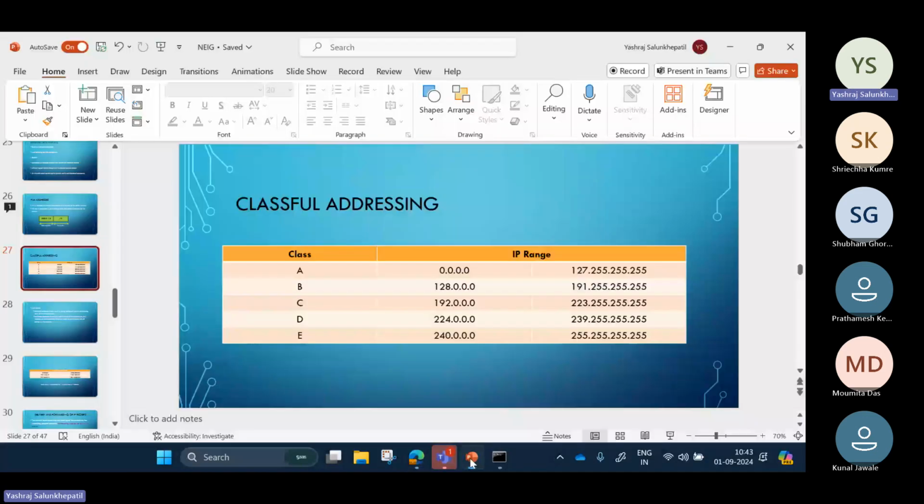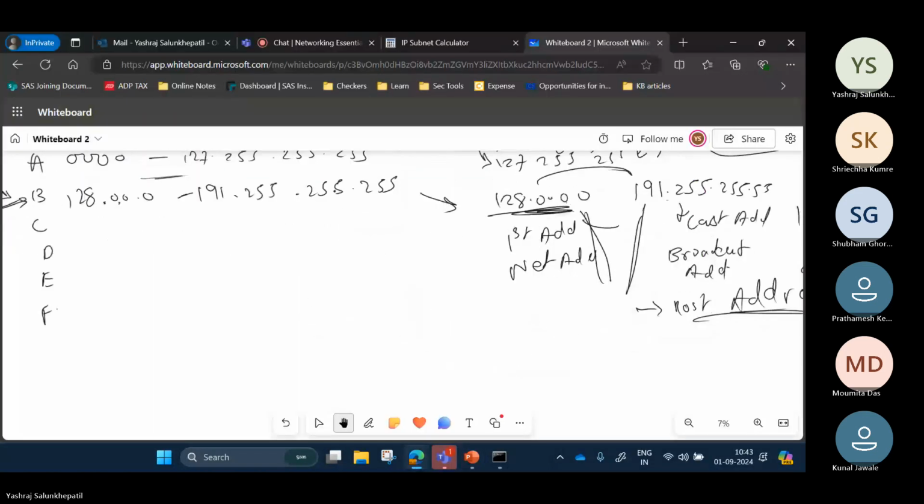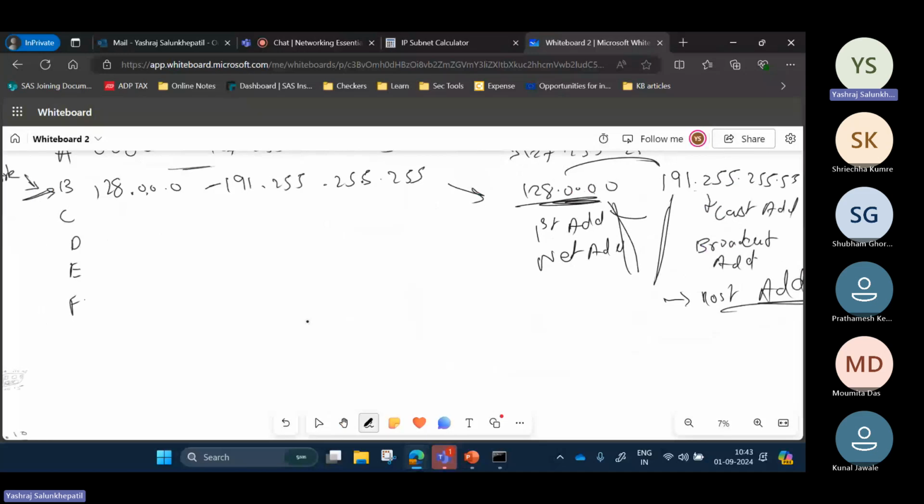Okay, we have C, we have D, we have E. अब जो पहले के 3 क्लासेस है ना, A, B, C, ठीक है, what we call them, classes A, B and C। ठीक है, these are called unicast addresses। ठीक है, we use this on the internet and our local network to communicate.